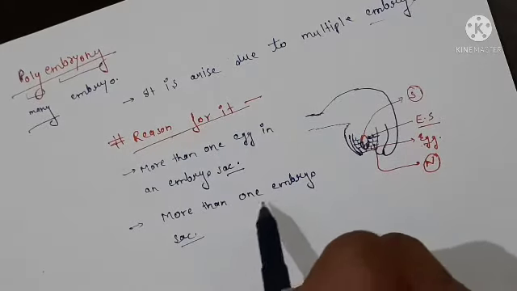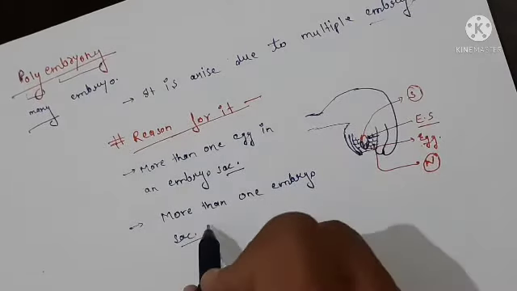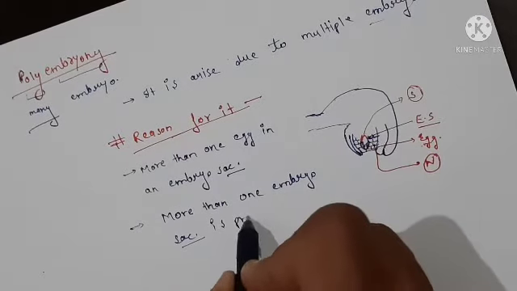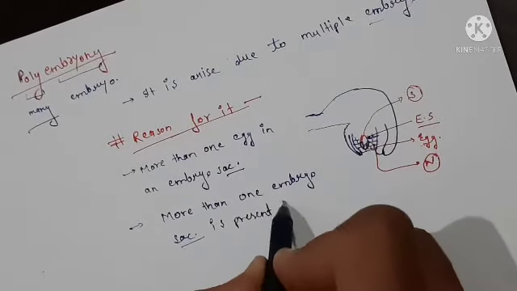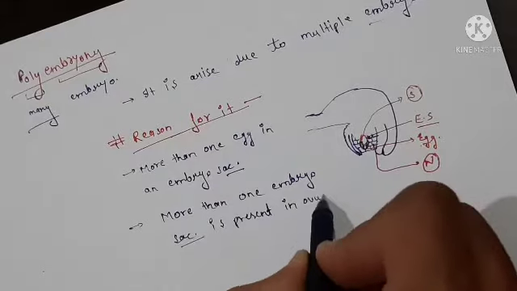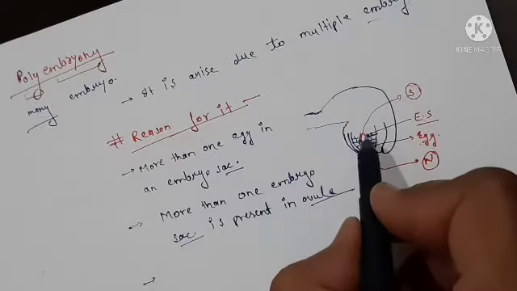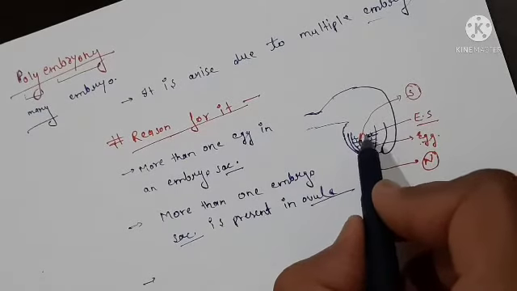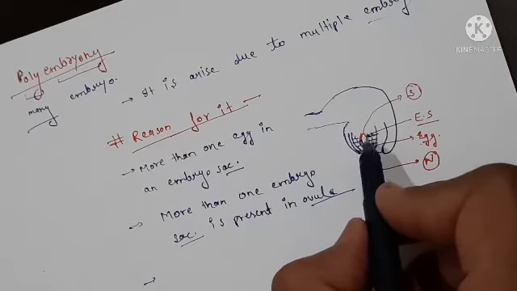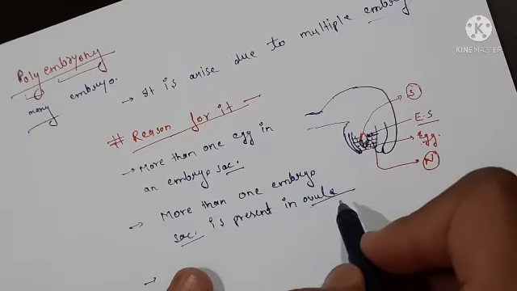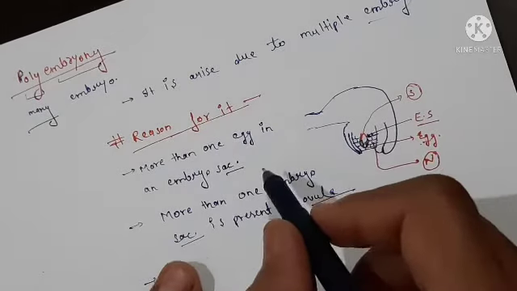What is the second point? The second point is if a seed contains more than one embryo sac. This one is an embryo sac, and this one is an embryo sac. If more than one embryo sac is present in the ovule, then it may lead to polyembryony.